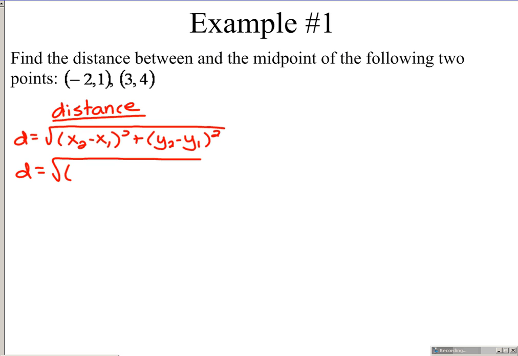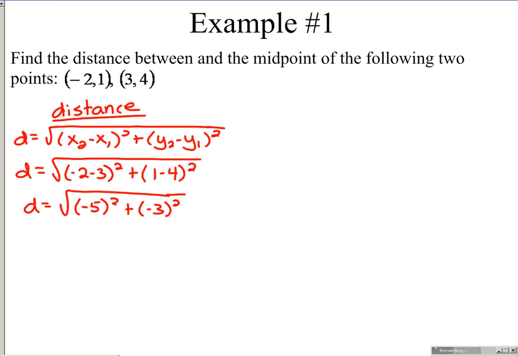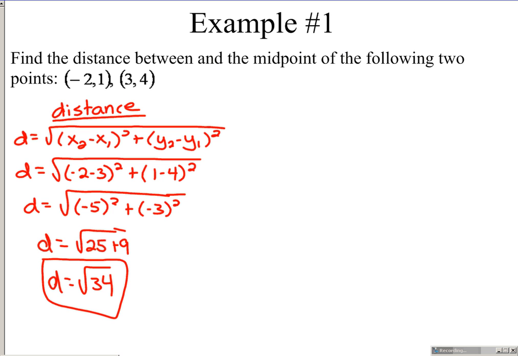Difference in the x-coordinates, in this case, (-2 minus 3) quantity squared. Difference in the y-coordinates, (1 minus 4) quantity squared. -2 minus 3 is -5. 1 minus 4 is -3. Square each of those. -5 squared is 25. -3 squared is 9. The distance is root 34.